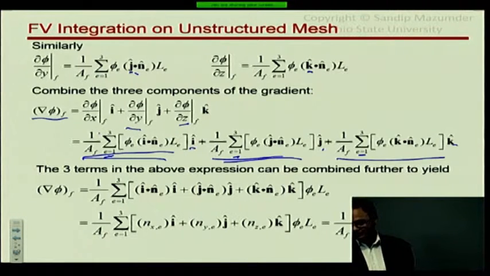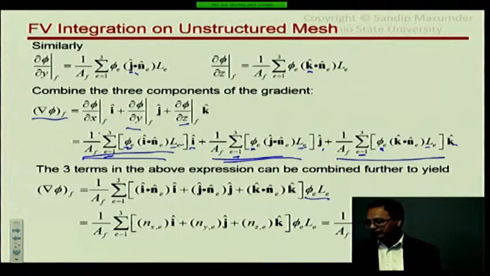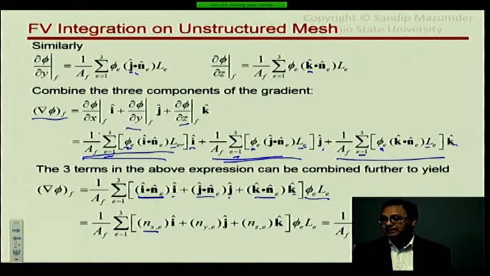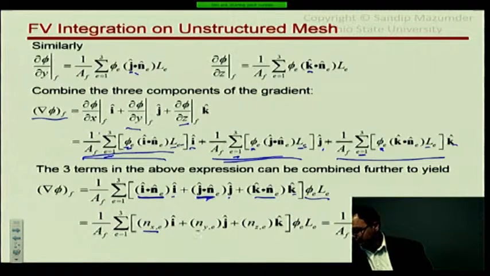I still have a 1 over area f. I still have a phi e and a le in each of these terms, so that comes out as a common term. And then the rest is I dot ne times I plus j dot ne times j plus k dot ne times k. Now what is this? This is really the x component of the edge normal. This is the y component of the edge normal. This is the z component of the edge normal. So essentially what I have here is nx i, ny j, and nz k, which is nothing but the edge normal itself.